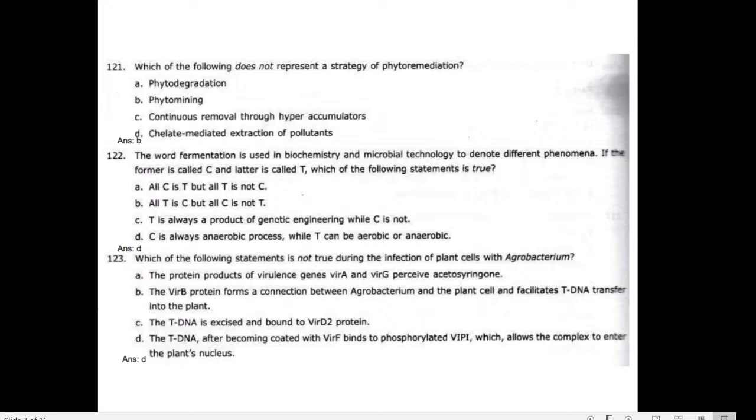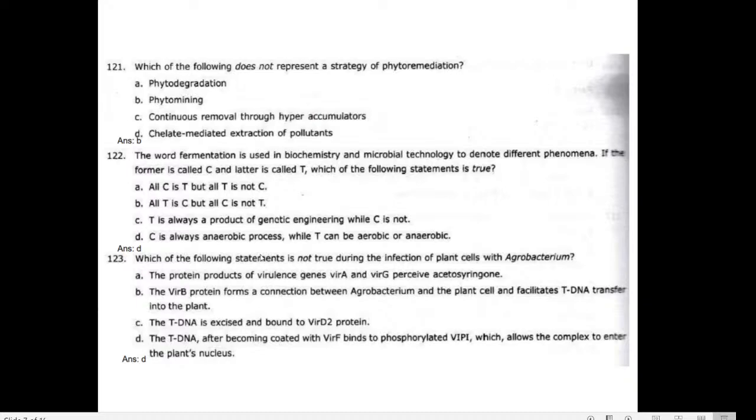The former is the previous one, the latest is the advanced one, C and T. All C is T, but all T is not C. The next option: all T is C, but all C is not T. The third option: T is originating while C is not. The fourth: C is always an anaerobic process while T is an aerobic process. The first thing, fermentation in the microbiology technique, happens in an anaerobic condition. Later, the process becomes anaerobic or aerobic; that is the advanced method.